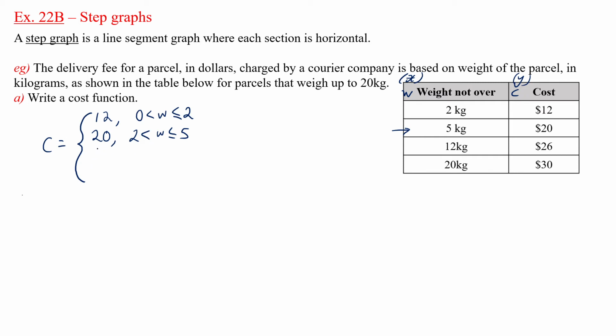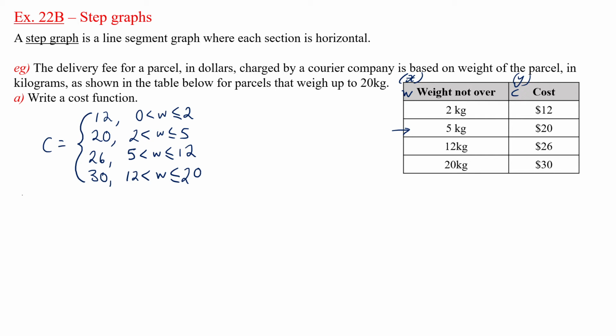Okay, we're going to pay $26 for a parcel that weighs between that 5 kilogram lower limit and that 12 kilogram upper limit. And finally, we're going to pay $30 if the parcel is between that 12 kilo lower limit and the upper limit of 20. Sorry, 20 kilos, not 30 kilos. I'm reading the cost there. That's okay, easy fix. All right, so that's the cost function.